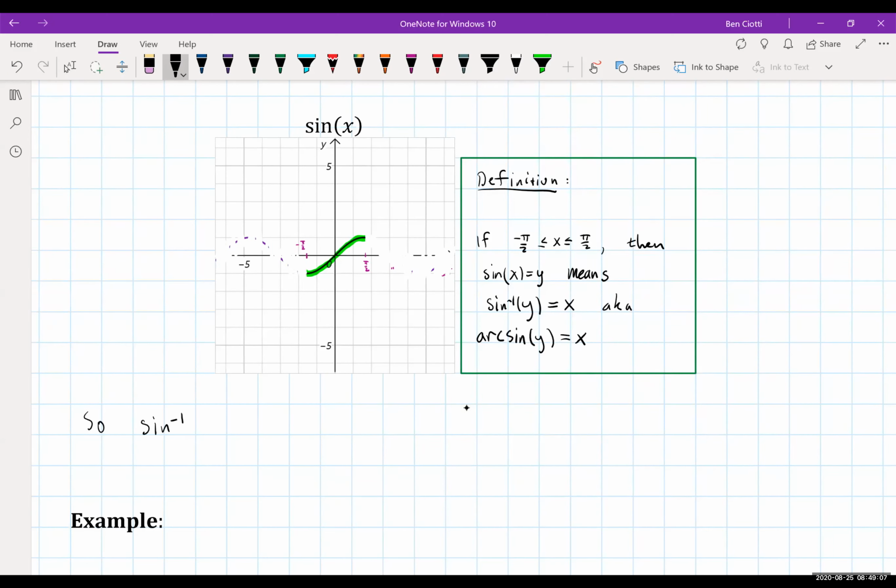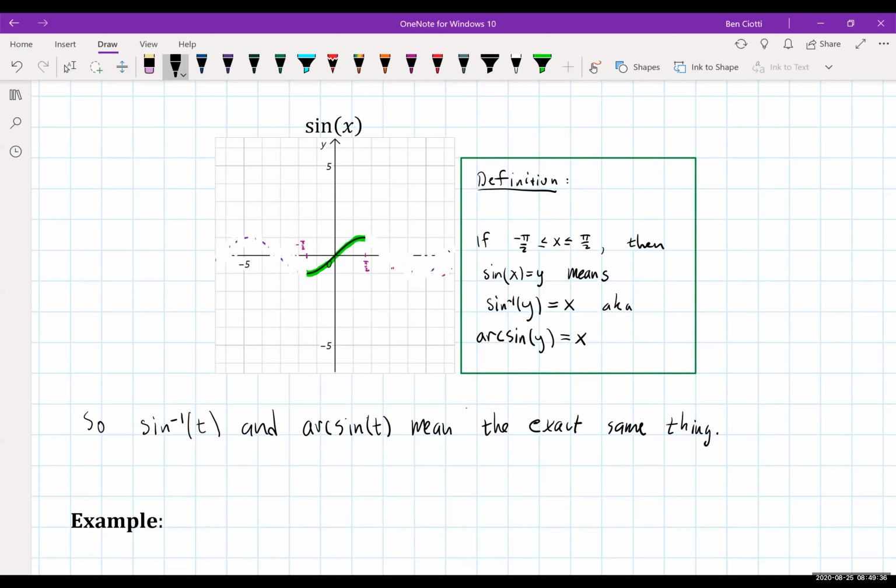So sine inverse of some ratio and arc sine of some ratio mean the exact same thing. It's just two different notations for the exact same thing. They're both the inverse sine function.